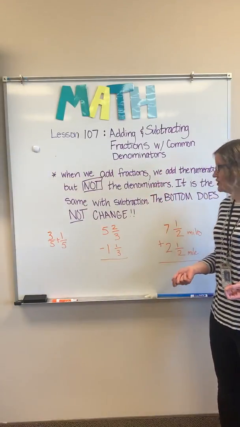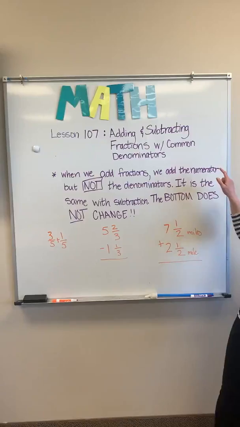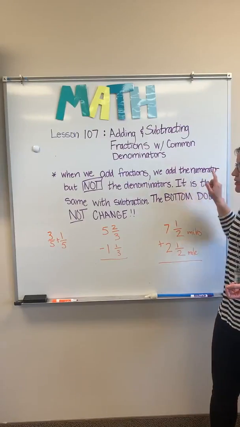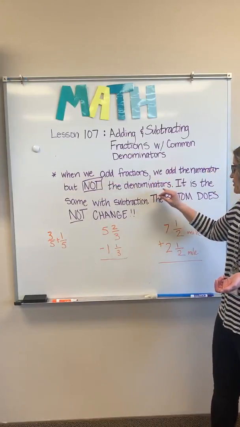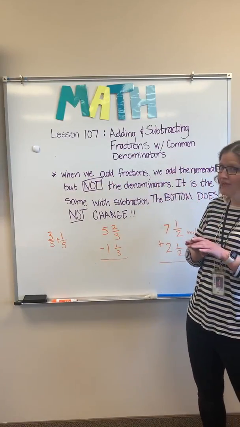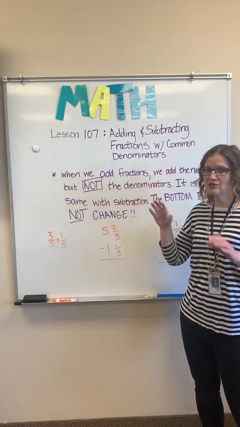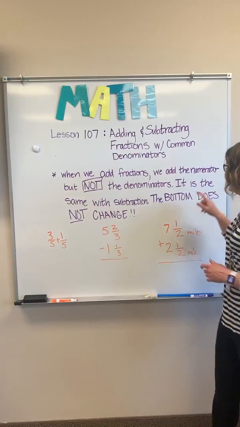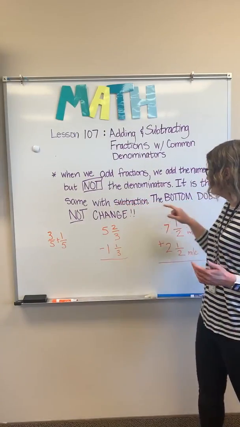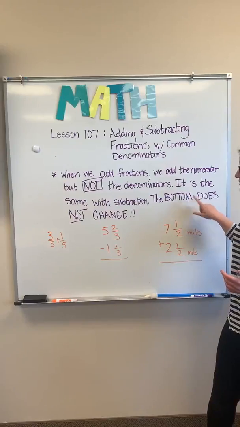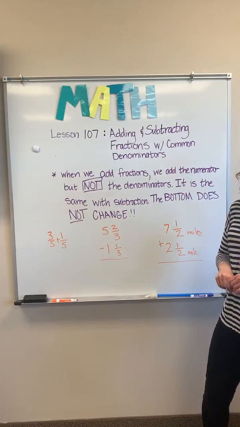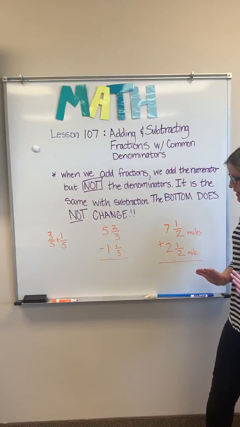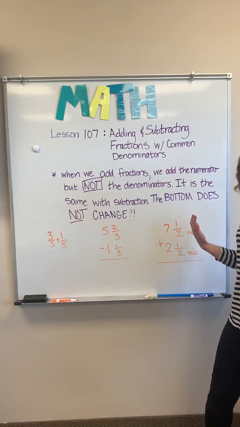When we add fractions, we add the numerator, which is the top part, but not the denominators. So we add numerators together, not the denominators or not that bottom part. It is the same with subtraction. The bottom does not change. So once you have that in place, life will be good.